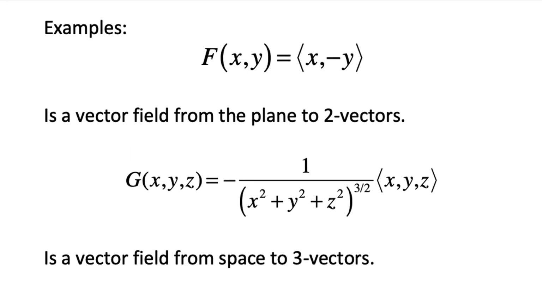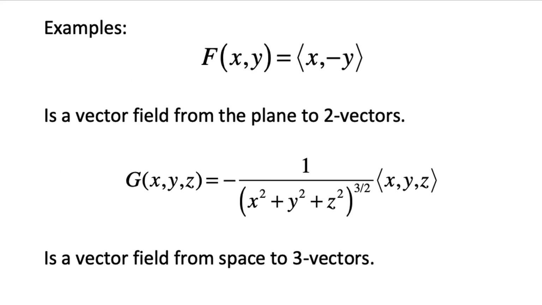Let's just take some simple examples here. Suppose I'm working with a plane here. F of the point (x, y) is the vector (x, negative y). This is a vector field from the plane xy to two-dimensional vectors. Here's another vector field we're calling G here.